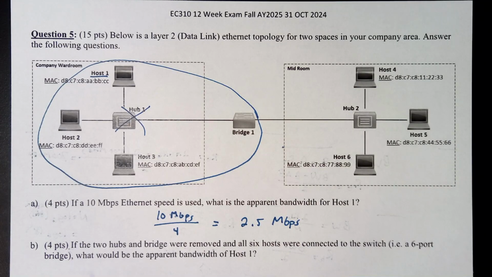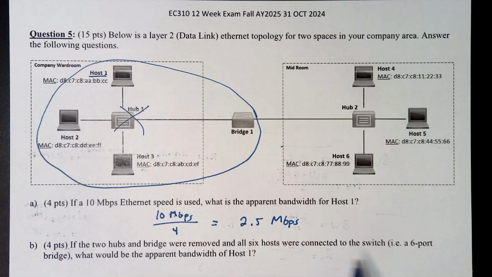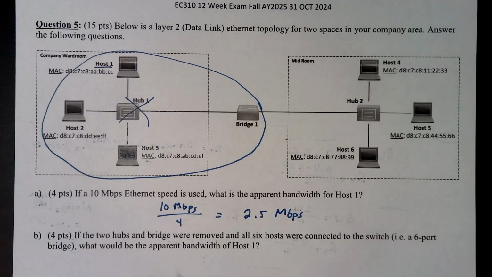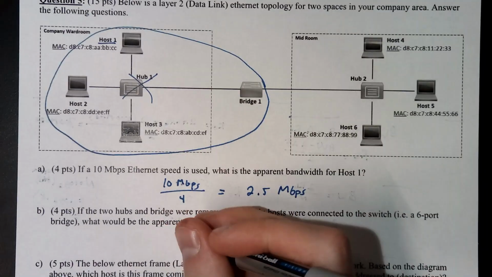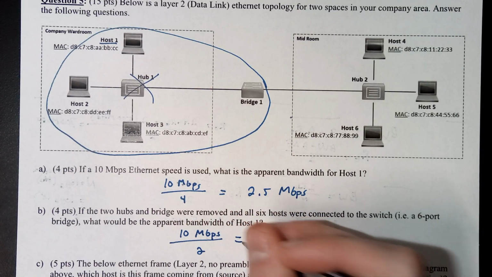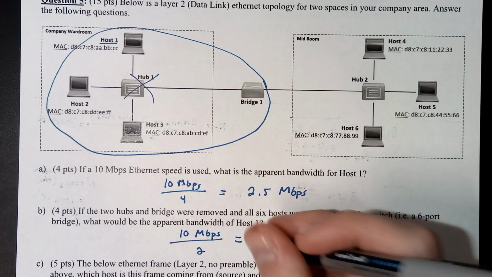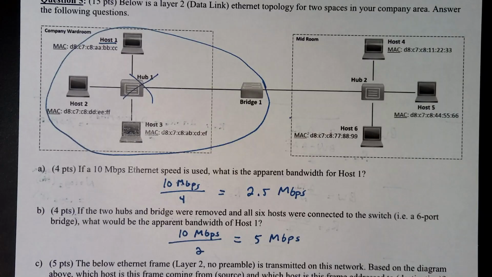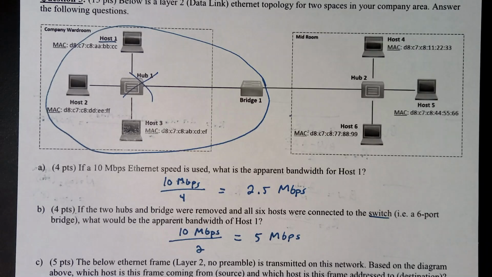Part B: if the 2 hubs and bridge were removed and all 6 hosts were connected to the switch, i.e. a 6-port bridge, what would be the apparent bandwidth? With a switch, it's just 10 megabits per second divided by 2, because we have the switch and the user itself. That gives us 5 megabits per second. We don't really care about the rest of the hosts. With a switch, we just care that it's connected to that device and to the user.